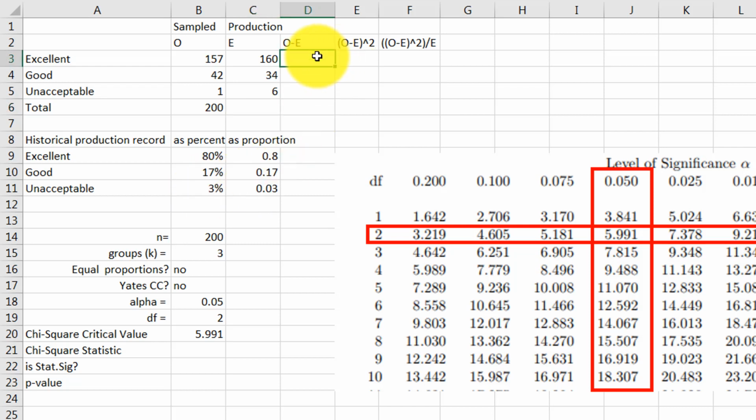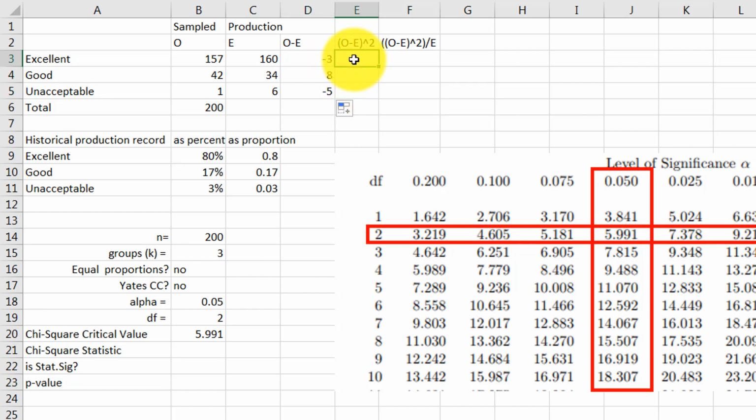And now that we have our frequencies observed and our frequencies expected, let's go ahead and start calculating the rest of the chi-square. O minus E, I'm going to do an equal sign. Click on 157 for observed excellent, minus the 160 of expected excellent. Tells us we have a difference of -3. I'm going to click and drag down. It's just going to copy those cell formulas and references down the line.